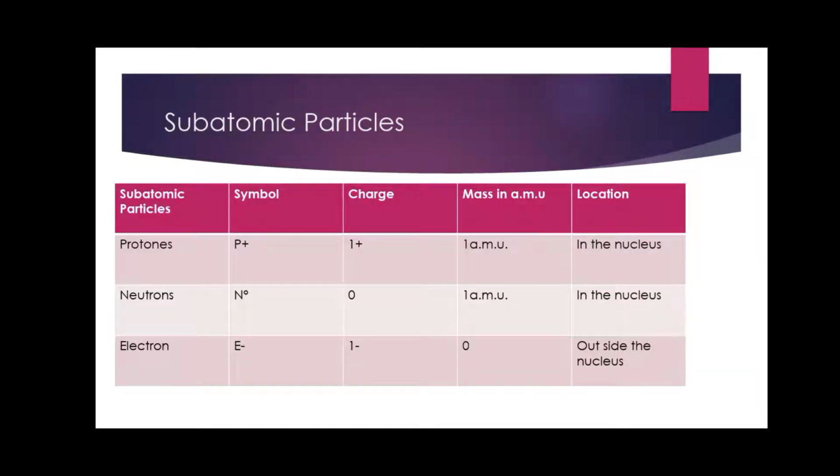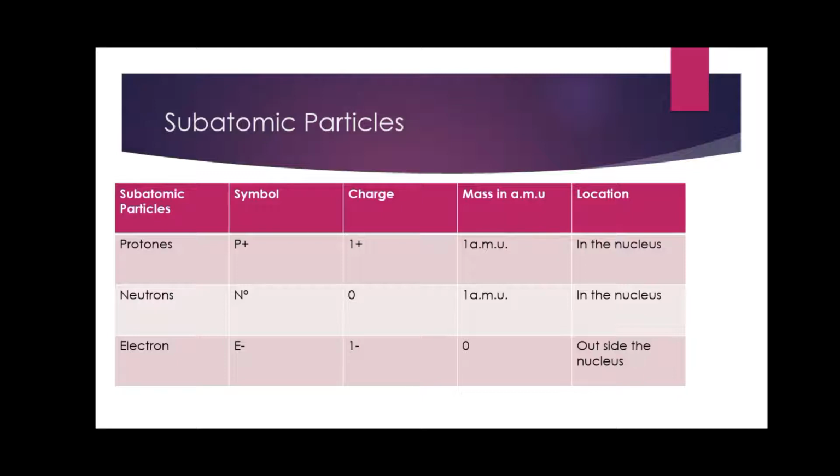Now we have three subatomic particles in the atom: protons, neutrons, and electrons. The symbol of proton is P+, the symbol of neutron is N, while the symbol of electron is E-. We have also charge for each one of these subatomic particles. Protons with 1 plus, neutrons with 0, and electrons with 1 minus. Both protons and neutrons have mass that is 1 AMU, while electrons have no mass.